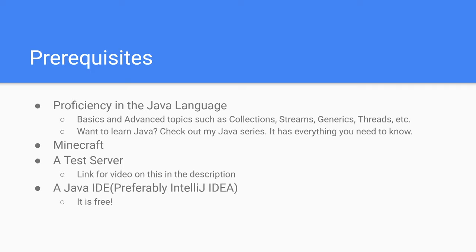So some of the things you need to know in the Java language are, of course, all the basics, but also advanced topics like collections, streams, generics, threads, everything like that. And of course, like I said, check out my Java series if you want to, or there are many other ones out there for you to check out. And of course, you need to have Minecraft. You need to know how Minecraft works, obviously, to make Minecraft plugins.